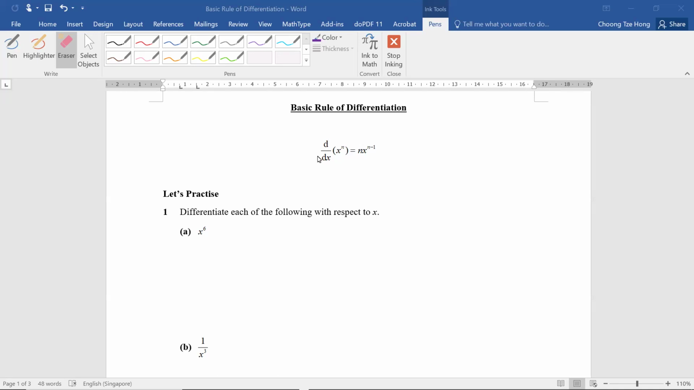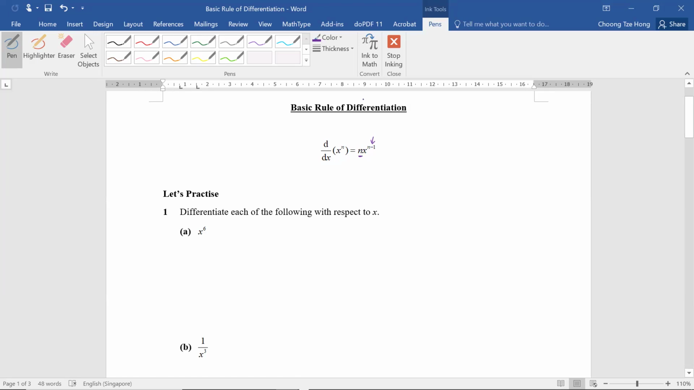Alright, so as you can see over here, when we are required to differentiate a function x to the power of n, what we need to do is bring the power in front, so the n goes in front of the x. The next thing we'll do is reduce the power of x by 1. Therefore the power n will become n minus 1. So this is the first basic rule of differentiation. When you differentiate a function x to the power of n, you bring the power in front and then you reduce the power by 1.